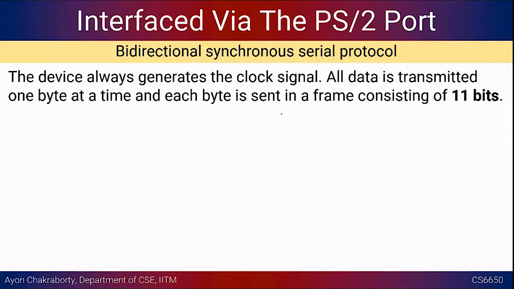And all the data is transmitted 1 byte at a time, and each byte is sent in a frame consisting of 11 bits. So the data part, the characters that are representing the key, will be 1 byte long, and then the entire frame will be 11 bits, right? So there are 3 additional control bits for the protocol.